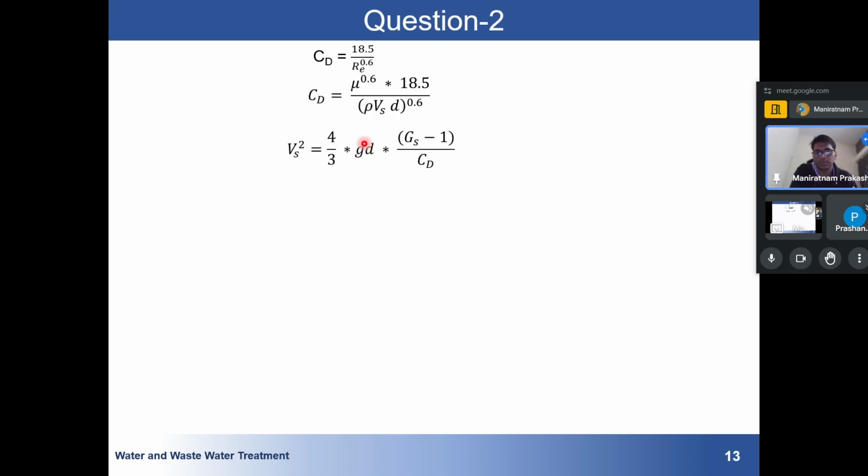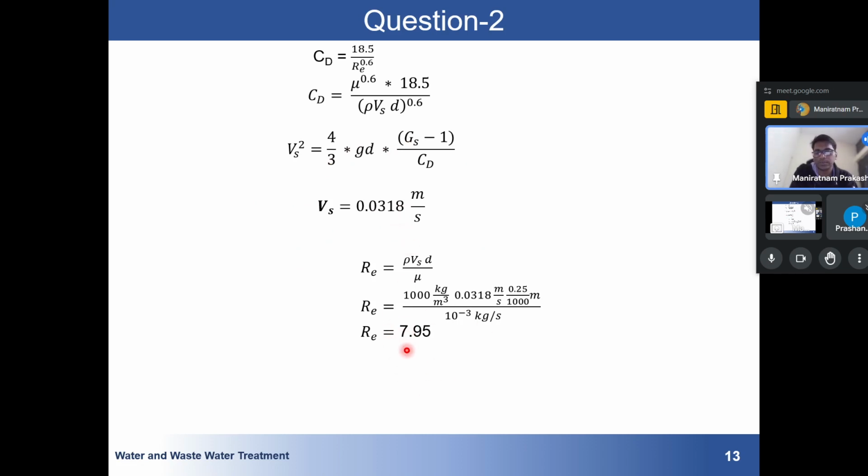So what will happen is that if you put this Re value here, in place of Re you will substitute the value and you will calculate. You will be getting Vs is equal to 0.0318 meter per second, and after checking you will be getting Re as 7.93. Means your condition was transition flow, means your terminal velocity or settling velocity is 31.8 mm per second. So this is not iterative. I have not done any kind of iteration.